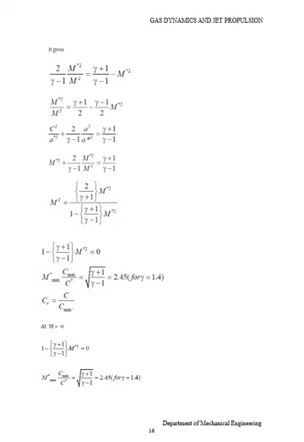1 minus (gamma plus 1) divided by (gamma minus 1) times M star square is equal to 0. Then M star max is C max divided by C star, which is the square root of (gamma plus 1) divided by (gamma minus 1), equal to 2.45 for gamma equal to 1.4.